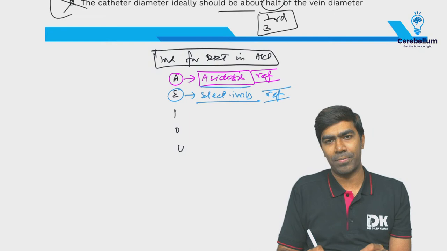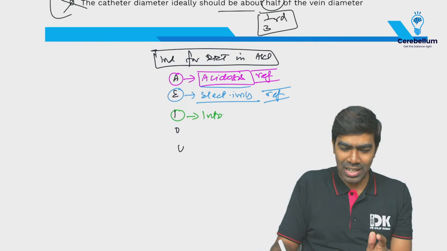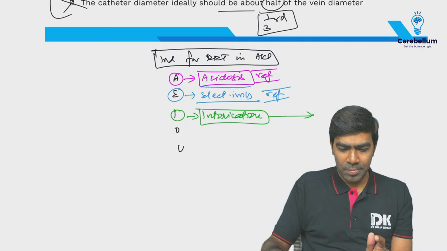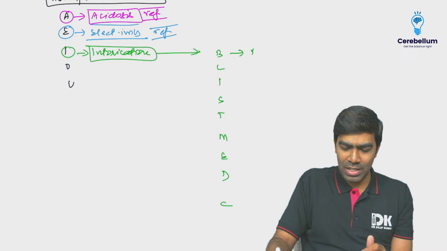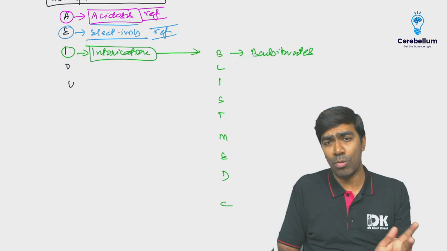Third, I stands for intoxication. Intoxication with dialysable drugs. So what are the dialysable drugs? We have a mnemonic called BlistMedC. This is a mnemonic I used to tell the students. What does B stand for? B stands for barbiturates. You know the properties of a dialysable drug, right? You have to have a low volume of distribution, low protein binding, and the molecular weight also should be low.